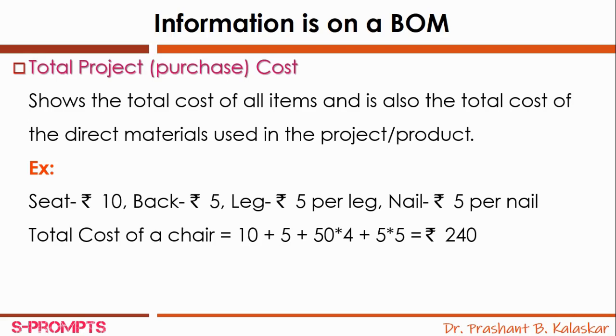The total project, that is the purchase cost, is the total cost of all items, which is also the total cost of direct materials which are used in the project or production of the product. So seat is costing rupees 10, backrest is costing rupees 5, legs at rupees 50 per leg, rupees 5 per nail. Therefore, the total cost of a chair is rupees 10 plus 5 plus 50 multiplied by 4 plus 5 multiplied by 5 is equal to 240 rupees.